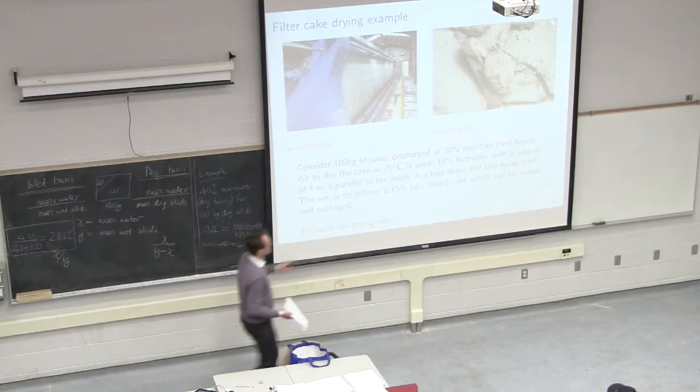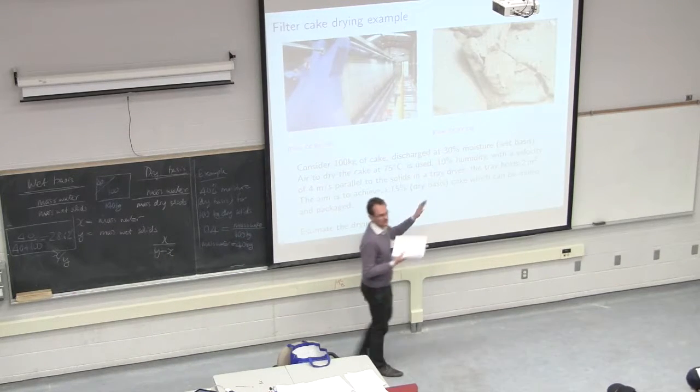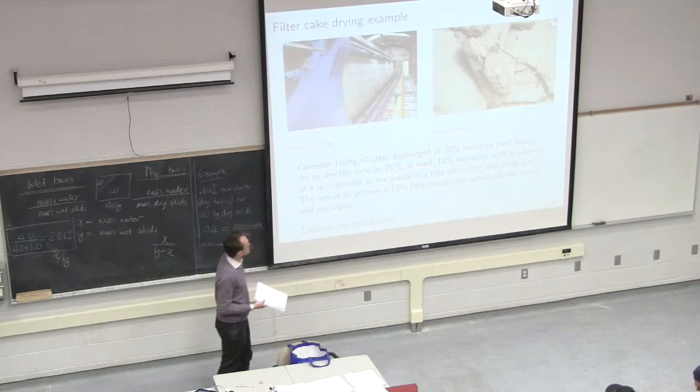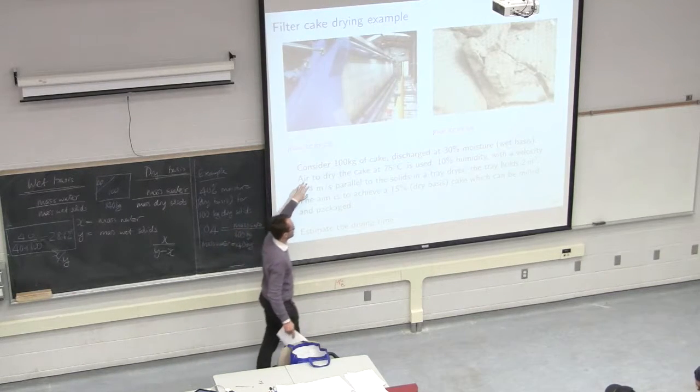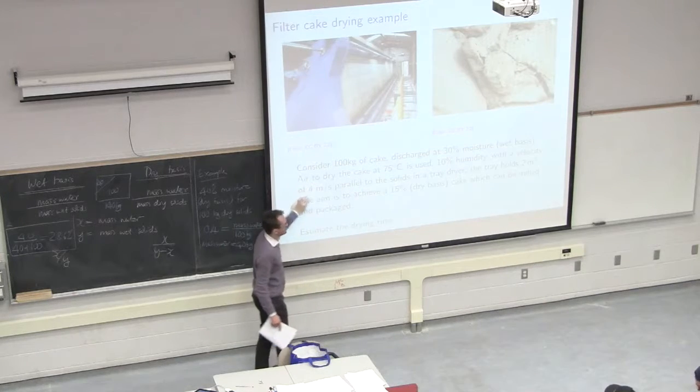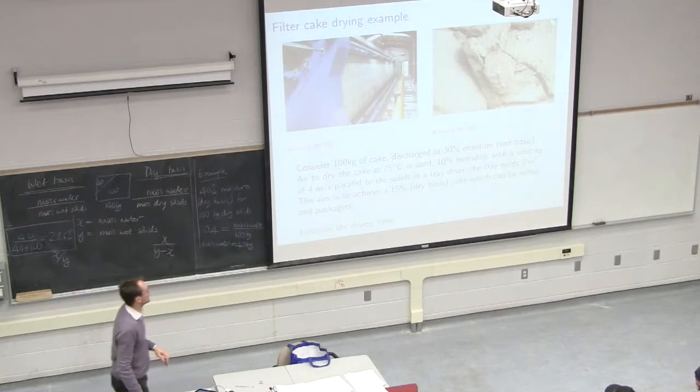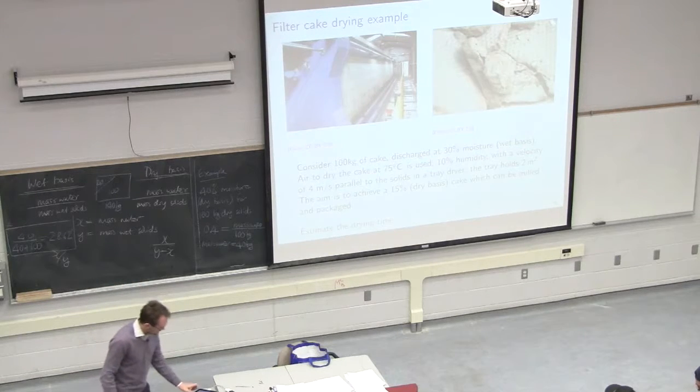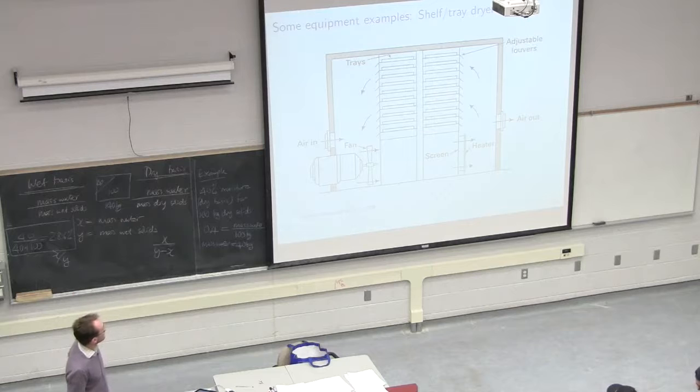It's discharged at 30% moisture, and I'm going to use a wet basis just to give you a bit of practice. You're going to take those sheets and dry them using 75 degree air at 10% humidity, a velocity of 4 meters per second parallel to the solid surface, in a tray dryer. Let's take a look at that quick. So there's a tray dryer. Every one of these trays holds a sheet, and let's give an area to that, an area of 2 meters squared. Okay, so we're going to put in our heat through this heater, electric heat provided perhaps here, and we're moving that air around. And so that air impinges on the solid in a parallel direction.